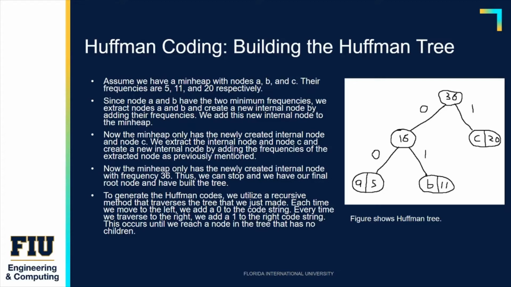Now, in order to generate the Huffman codes, what we do is we utilize a recursive method that traverses the tree that we just made. Each time we move to the left, we add a 0 to the code string. Every time we traverse to the right, we add a 1 to the code string. And this occurs until we reach a node in the tree that has no children, so we pretty much stop when we reach the bottom.